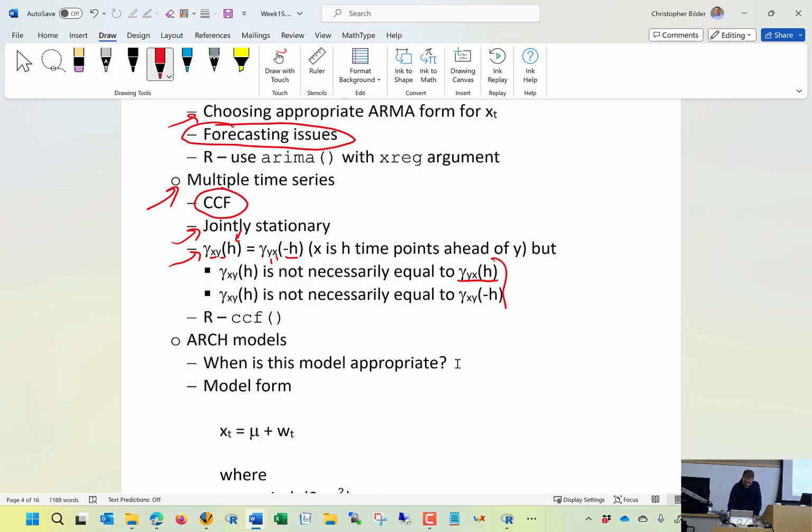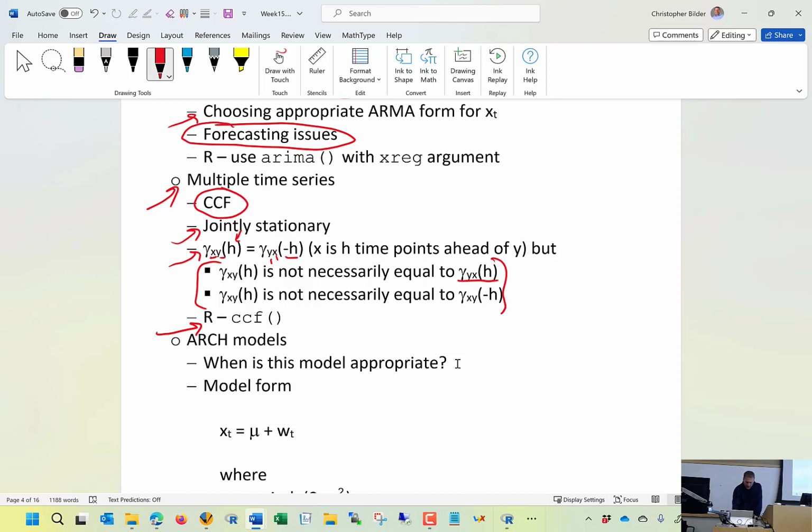But also, this means that in some other cases we do not have equality. So make sure you understand why. Again, go back to writing out the expected value. The best way to actually estimate the cross-correlation function is to use the CCF function.